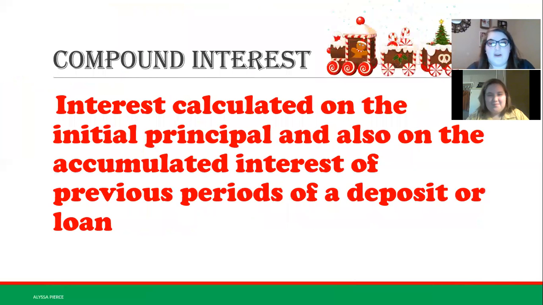So let's look at compound interest. Compound interest is interest calculated on the initial principal and also on the accumulated interest of previous periods of a deposit or loan. So let's look at that in simplified terms.